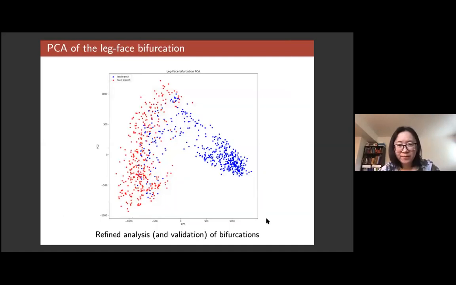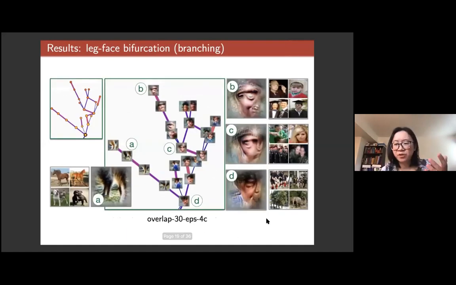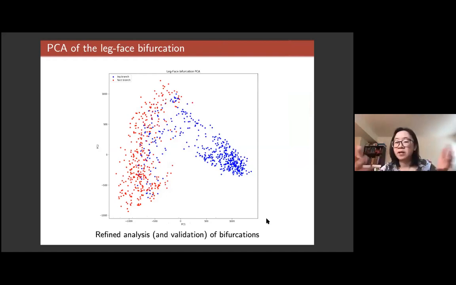Okay. But another question is, is this branching structure an illusion, or is it something which we believe really exists in this high dimensional space? So one way we want to compare against is also PCA. This is something we think might be interesting and useful for what we call refined analysis, or maybe reanalysis of the activation vectors. So we look at the mapper graph, we see this particular branching structure, we extract the activation vectors that belong to those branching structures and apply PCA to them. Here, you see the green points, the blue points, the activations belonging to the leg branch, and the red points are the activations belonging to the face branch. So when we extract those activation vectors from our TopoAct tool and use PCA, PCA is also a good indication that those are two separate distributions.